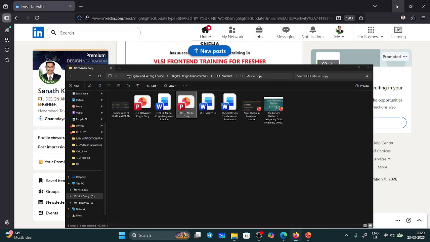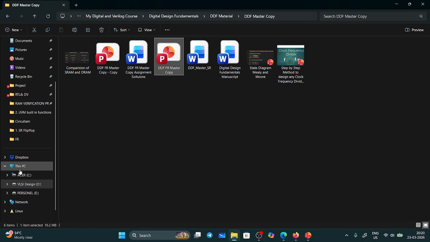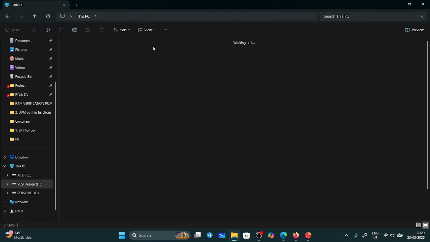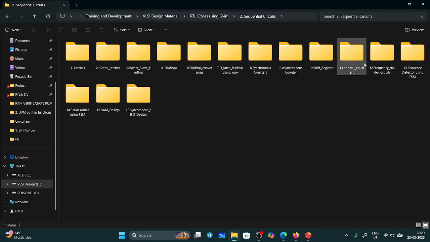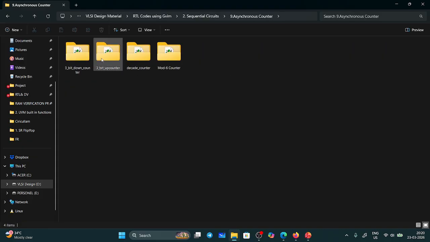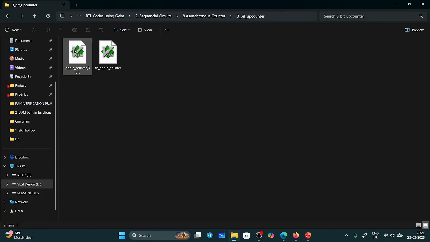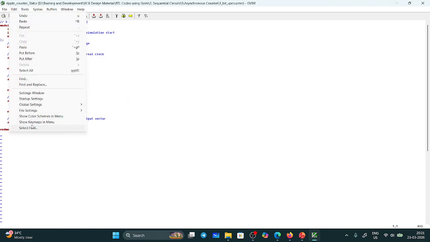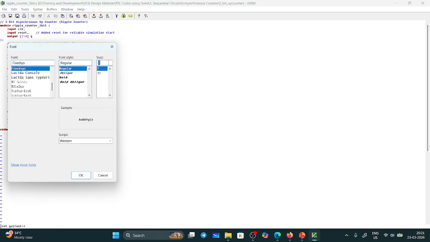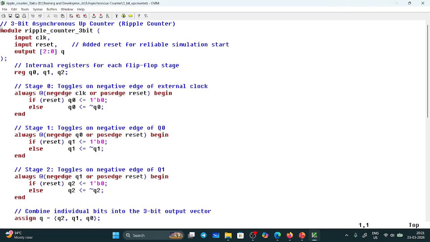Okay, so here you see, I wrote the code. I'll share this code also. The asynchronous up counter. Another name for asynchronous counter is ripple counter. So here, module ripple_counter_3bit.